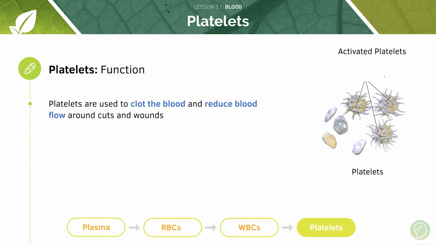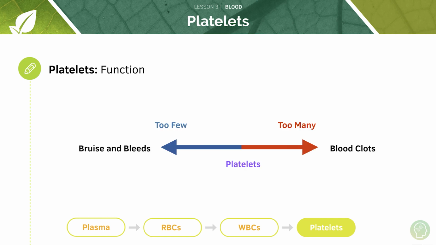Now let's move on to platelets. The function of platelets is to clot the blood and reduce blood flow around cuts and wounds. So if you have too many platelets, you're going to get a lot of clotting, and so you're going to be really prone to blood clots. If you have too few platelets, you're not going to be very good at clotting at all, which can lead to problems. So if you get a simple paper cut, for example, you're going to bleed a lot more than a person who has a normal content of platelets in their blood.